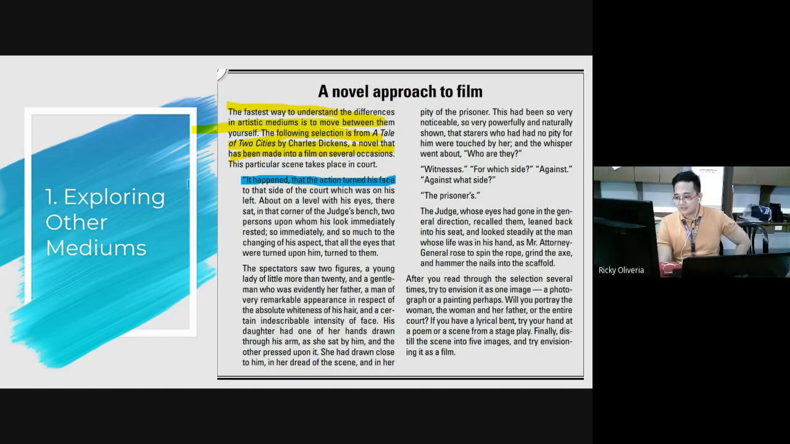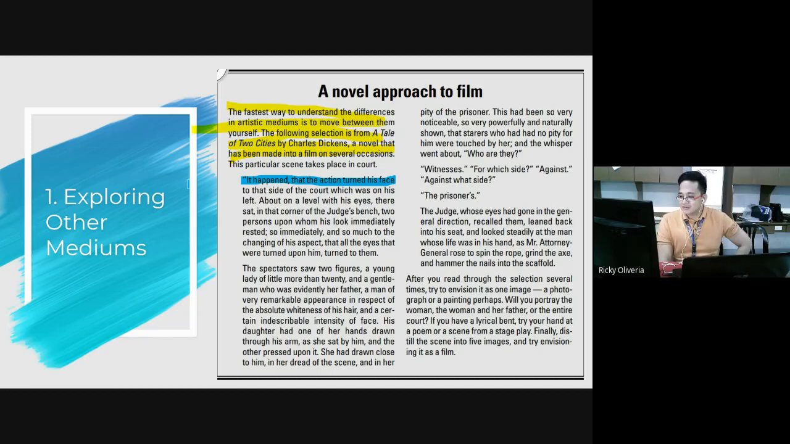The spectator saw two figures, a young lady of a little more than 20, and a gentleman who was evidently her father. A man of very remarkable appearance, okay, maybe, ano to, medyo remarkable appearance, maybe mukhang mayaman, no?